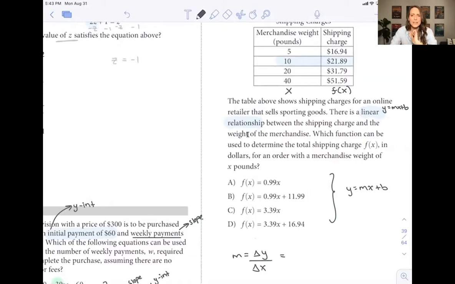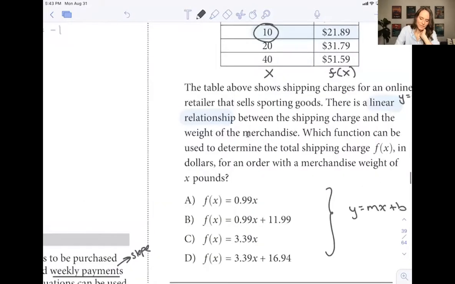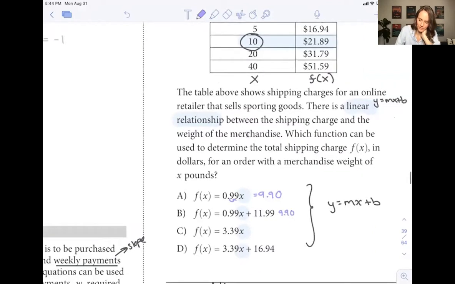Way easier thing to do here than finding the slope is going to be to just plug in that 10 for X. So that's what I'm gonna do. So if I plug in 10 for X and I multiply each of these, so each of these X's, I'm just gonna make 10. It's going to move this decimal over by 1. So that's going to give me 990 here, because 0.99 times 10 gives me 990. For B, that's going to give me 990. Let me just move this over a little bit.